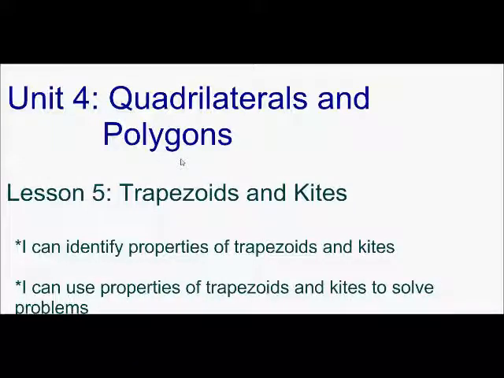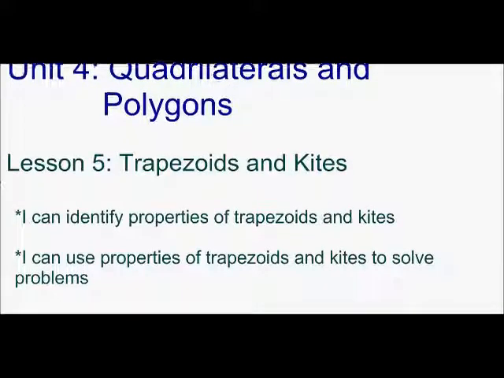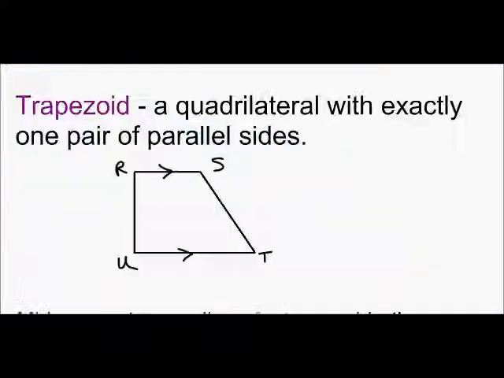Unit 4, Quadrilaterals and Polygons, Lesson 5, Trapezoids and Kites. In this lesson, you will identify properties of trapezoids and kites, as well as use these properties to solve problems.